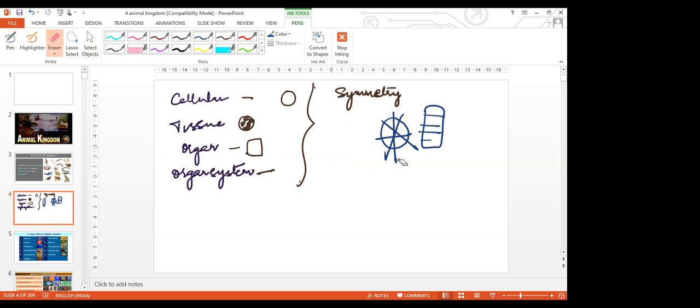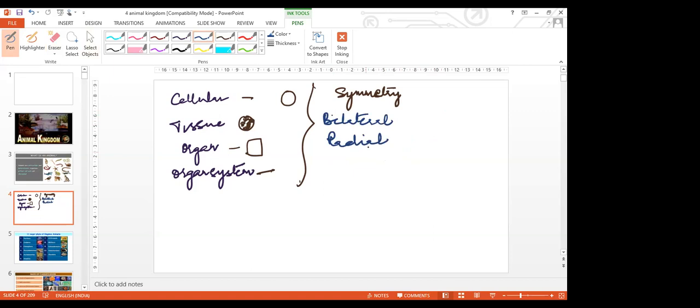So based on the symmetry, we have two, that is bilateral symmetry and radial symmetry. So these are the two. This is the second criteria, bilateral symmetry and radial symmetry. Point number 3 is germinal layers. Symmetry is point number 1, level of organization. Symmetry, point number 3 is germinal layers.